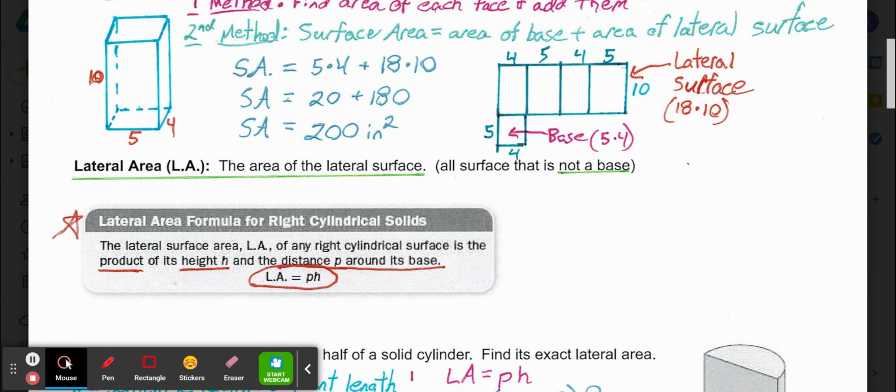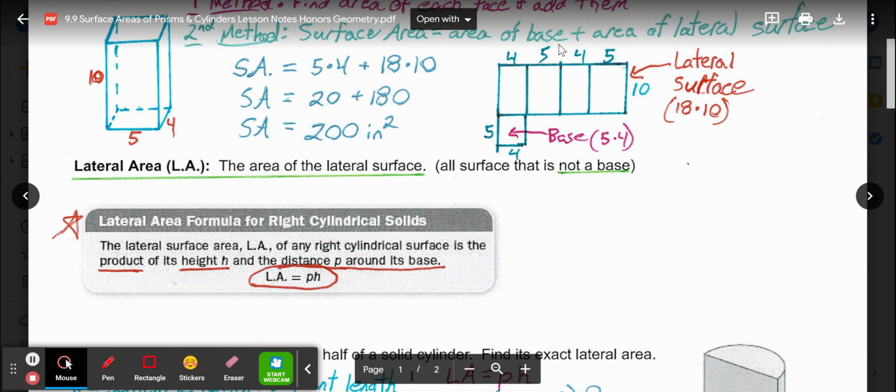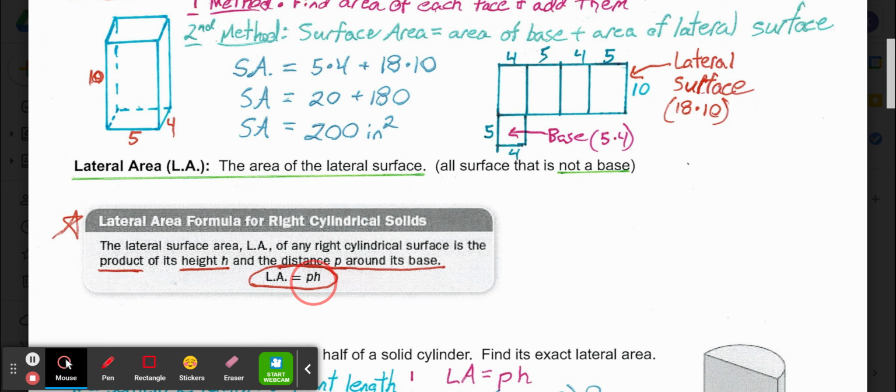So how did that apply to the net up here? The distance around the base would be the perimeter of this base, 4 plus 5 plus 4 plus 5, and then multiplying it by the height of the prism, which would be 10. That gives us the lateral area: the perimeter of the base times the height of the figure.